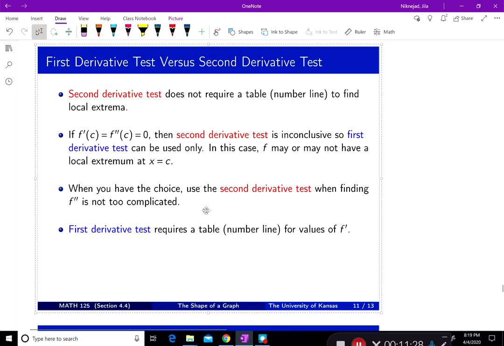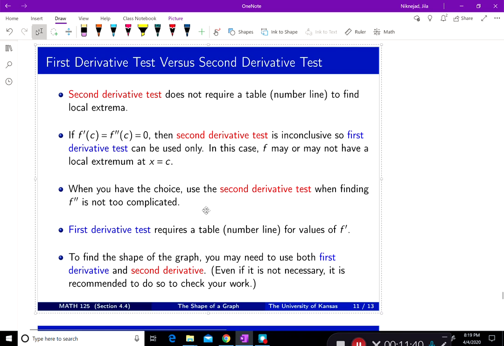The first derivative test requires a table or number line for values of f prime. Remember that when you're doing the first derivative test, you're finding the sign of f prime. To find the shape of the graph, you may need to use both the first derivative and second derivative, even if it's not necessary. It is recommended to do so to check your work.